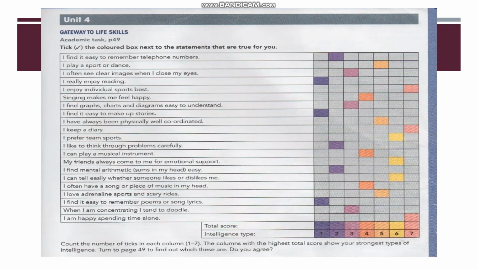Now pupils, let's do the test in order to find out which type of learner you are. The task is on page 149 in your student's book. There are given statements and the colored boxes next to the statements. First, read the statements and tick the colored box next to the statements that are true for you. Then count the number of ticks in each column from 1 to 7. The columns with the highest total score will show your type of intelligence. Let's start.